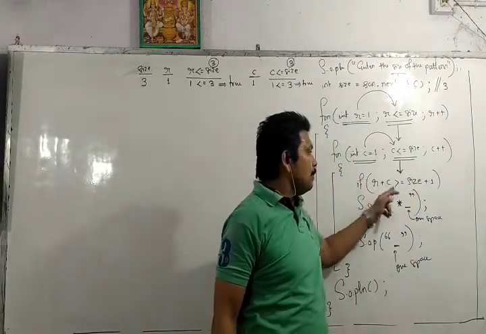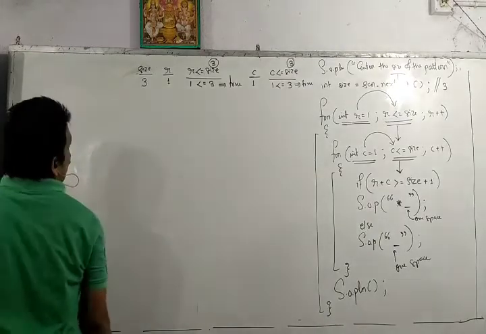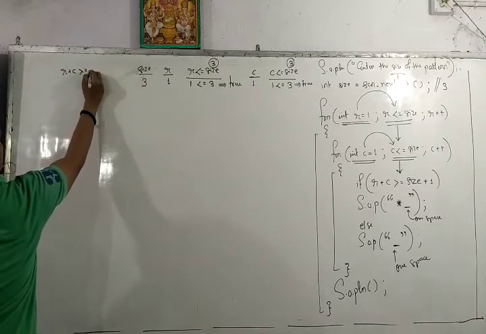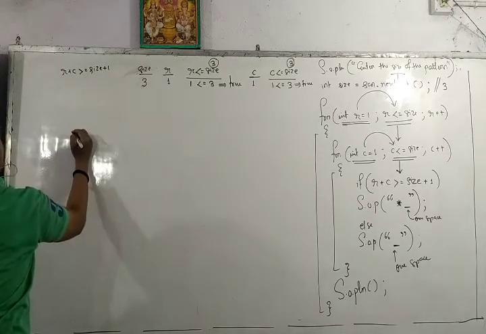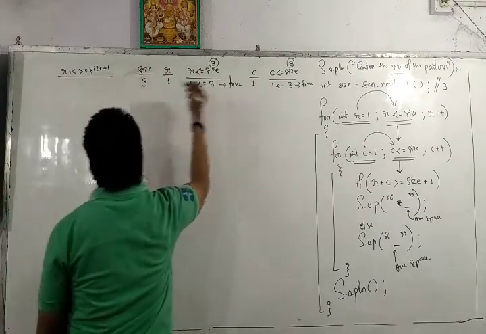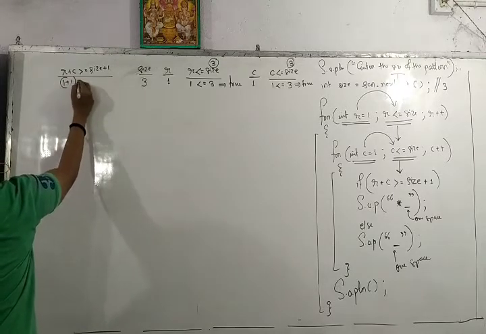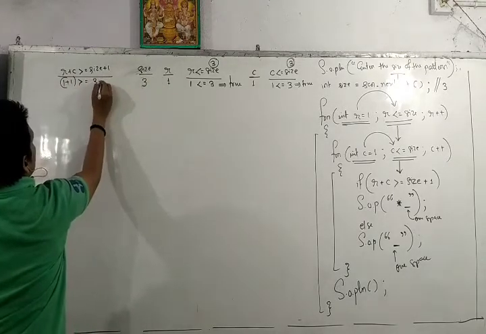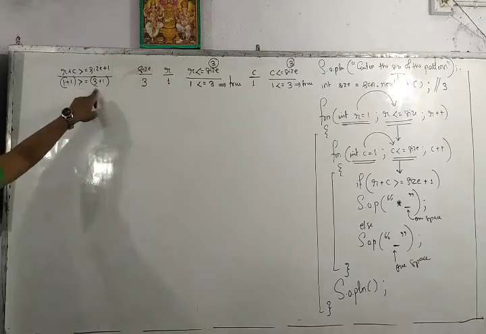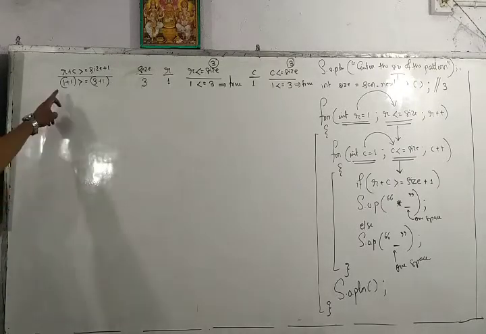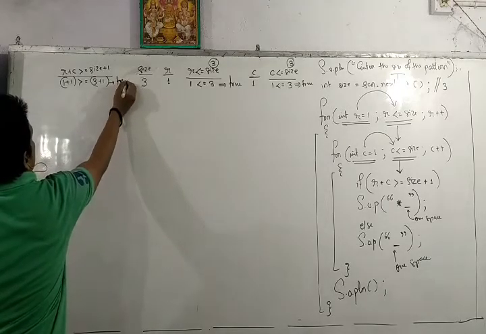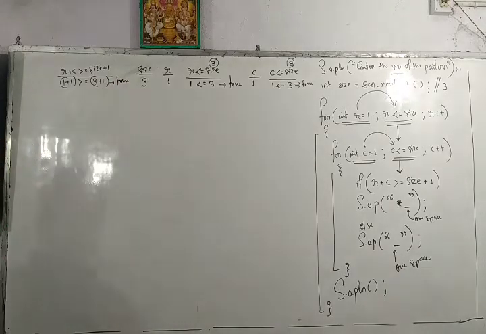And what is the condition? The condition is R plus C greater than equal to size plus 1. Now you tell me, what is R? It is 1. What is C? 1. So 1 plus 1 greater than equal to size plus 1, what is size? 3 plus 1. So 1 plus 1 is 2. 2 is greater than equal to 4. True or false?